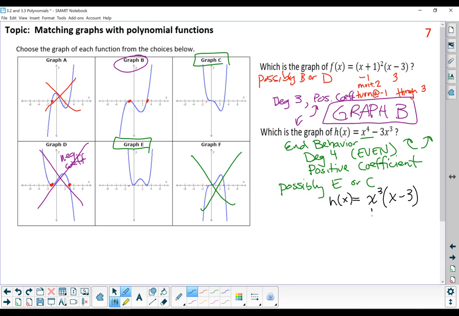So it looks like we have a 0 at 3, and a 0 at 0 with a multiplicity of 3. So it should have sort of a flattening out of some sort at 0, and it should go straight through at 3, probably down. So if we look at our graph, it looks like E has a multiplicity of 2 and a multiplicity of 2, so it's not going to be that one. Here we see our little flattening out and our straight through behavior that we were looking for. So this one is graph C.